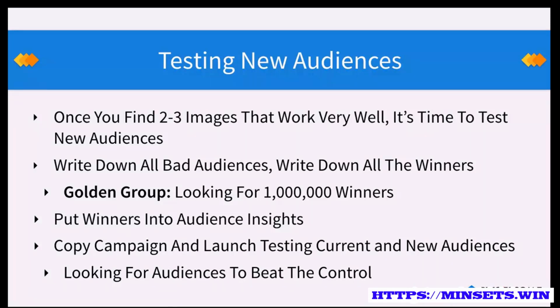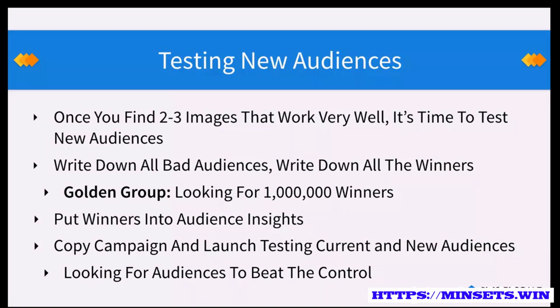I was looking back at some campaigns recently and I realized I was running some losers relatively frequently, and they had never performed well. So I'm just throwing money away because I hadn't been as diligent as I should have been with writing all that down and tracking all that. So write down the bad audiences and write down the good ones. And what we're looking for is that ultimate golden group. We want a population of 1 million winners that we can just run ads to all day long.